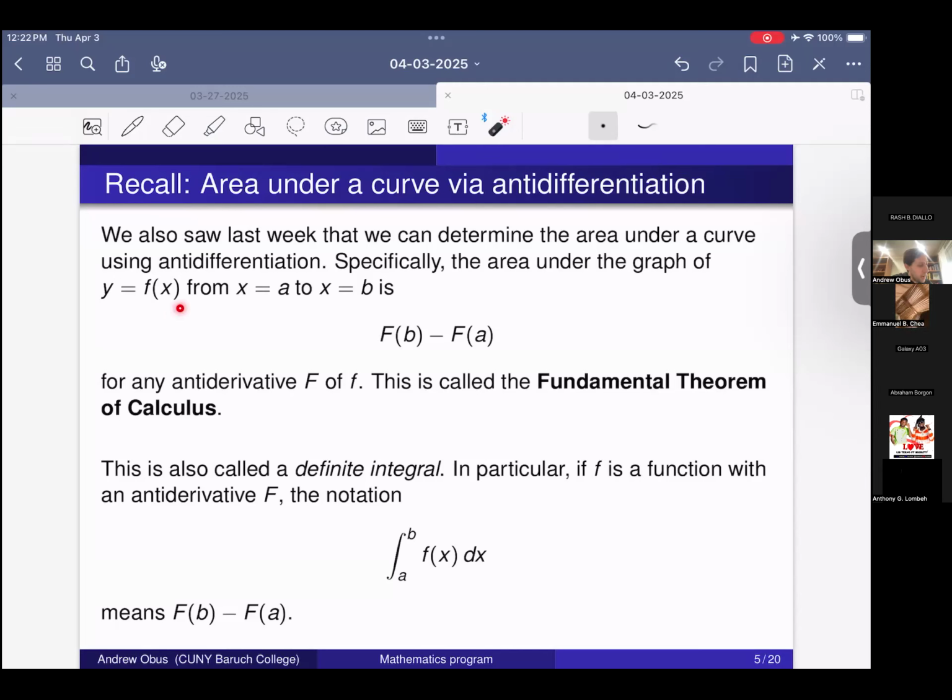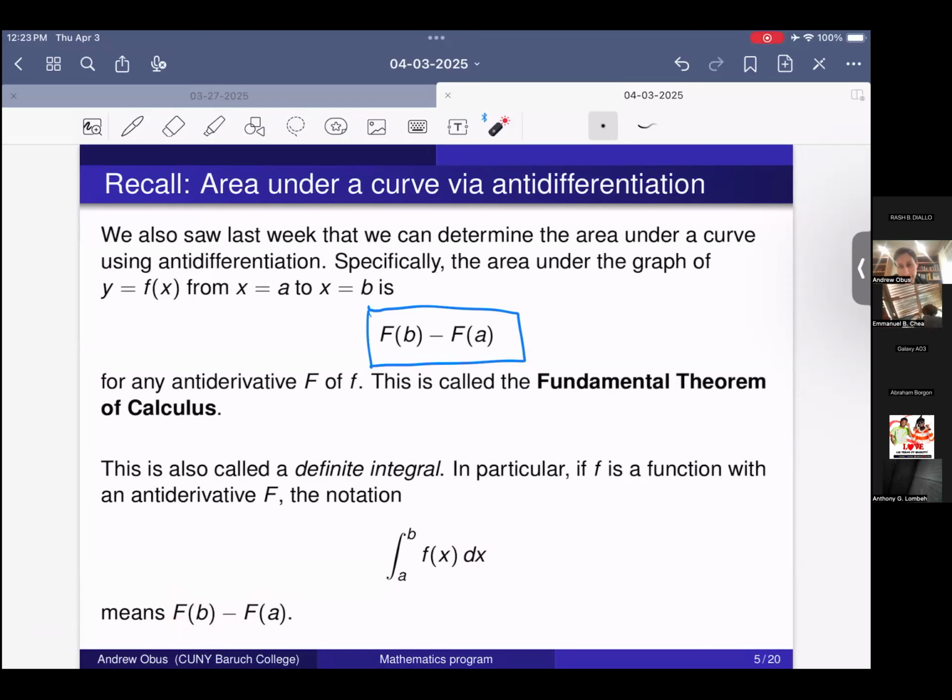So specifically, if I have a curve y equals f of x and I want to calculate the area under that curve from x equals a to x equals b, then this is given by this very important formula, F of b minus F of a, where a and b are the bounds, and F is any antiderivative of little f. And this is sometimes called a definite integral. In particular, if f is a function that has an antiderivative capital F, then we use this notation, which you read as the integral from a to b of f of x dx, that just means capital F of b minus capital F of a.